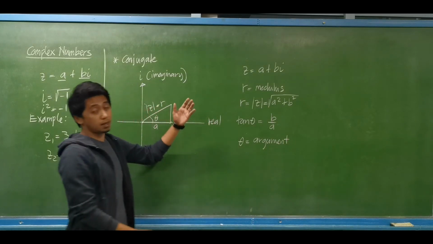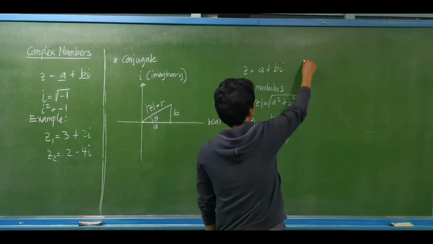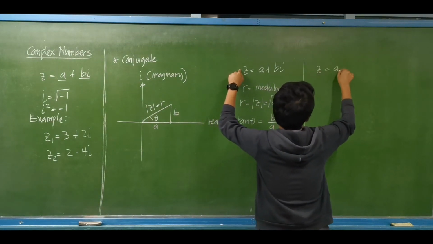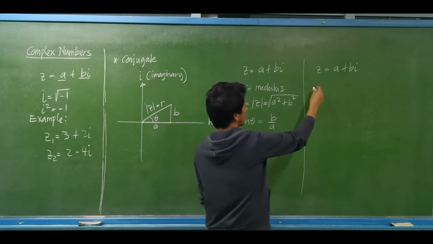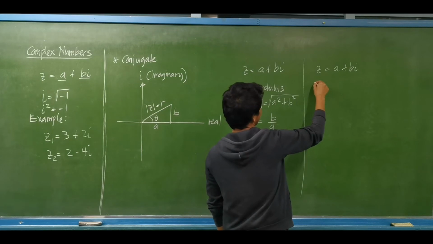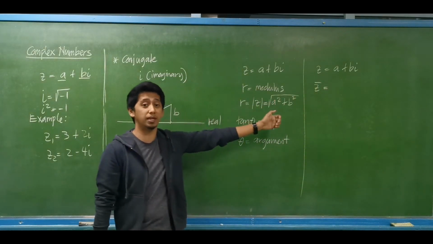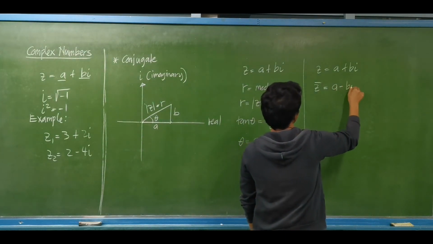Okay, so how do we take the conjugate of a given complex number? Again, if we have this complex number, z is equal to a plus bi. To take the conjugate of the complex number z, take the opposite sign of the imaginary part. That is a minus bi.